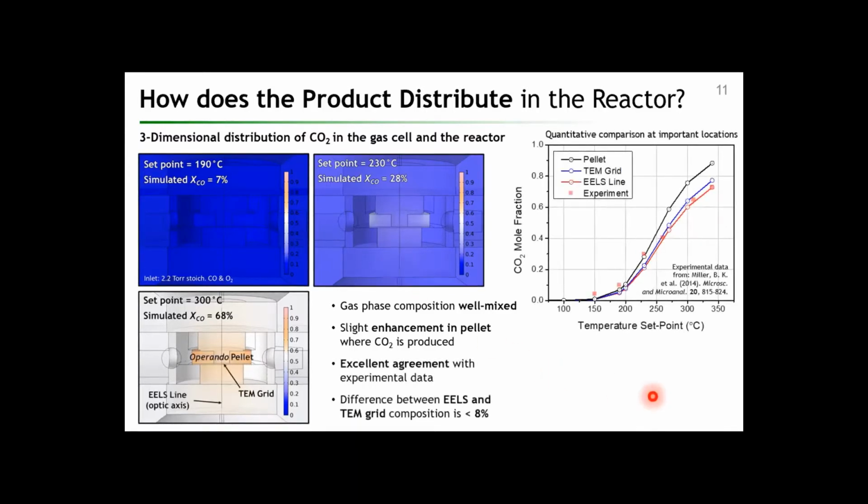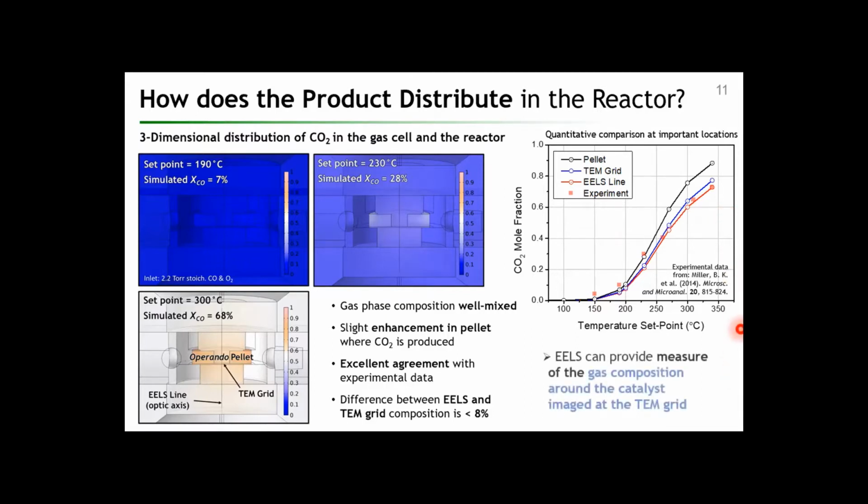So we can look at this a little more quantitatively. I'm also showing some experimental data from Ben Miller here. Our simulations agree very well with the experimental data, which gives us some confidence in the model. You can see that the difference between the TEM grid, which is the blue line, and the EELS measurement, which is the red line, is pretty minimal. It's about 8% relative difference for these conditions.